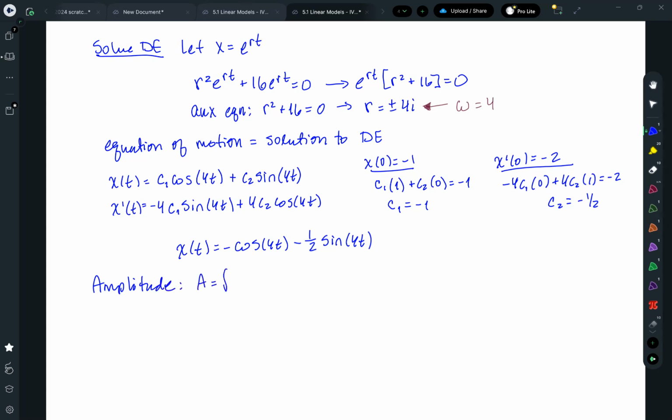Amplitude: A is equal to the square root of c1 squared plus c2 squared. So I'm going to plug in c1 and c2 and square them. This is the square root of 1 plus a quarter, which is the square root of 5 over 4, or the square root of 5 divided by 2. That's our amplitude.